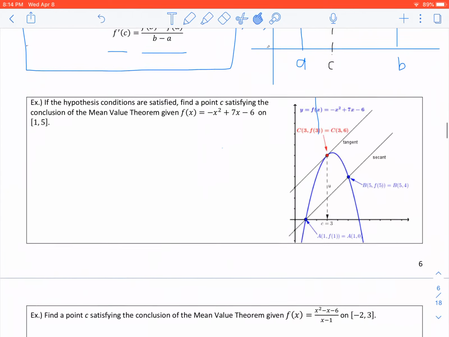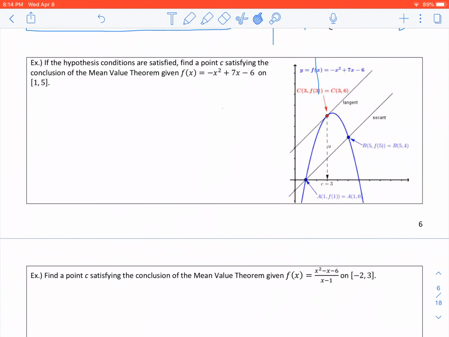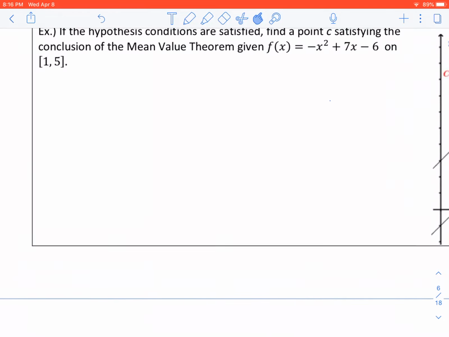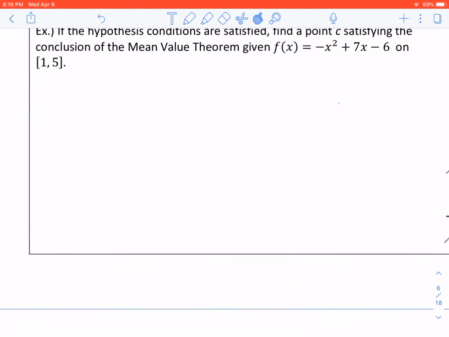There's an example right below this that says if the hypothesis conditions are satisfied, find a point C satisfying the conditions of the mean value theorem given f of x on the interval from 1 to 5. The graph is given to us, but we're going to not look at that right now. Most of the time they don't give us a graph. So in order to do this, it does say that the conditions are already satisfied, so we don't have to check that it's continuous and differentiable.